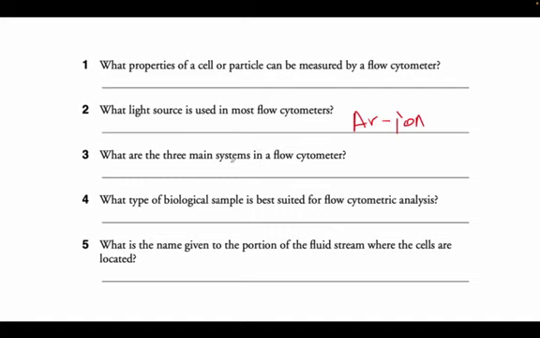What type of biological sample is best suited for flow cytometric analysis? Obviously, we need a single cell suspension, right, for flow cytometric analysis. So it is important that a sample is present as that single cell suspension. And what is the name given to the portion of the fluid stream where the cells are located? So that is the sample. It's basically the sample core, where the cells are located.